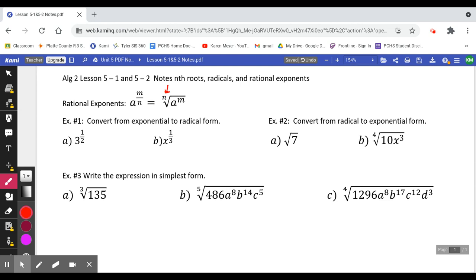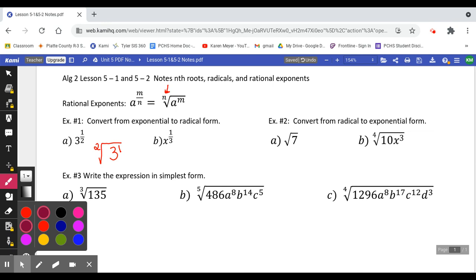So let's look at example number 1. It says convert it from exponential to a radical form, which just means have a root. Okay, so 3 is my base, that's the big number, and then my exponent is 1/2. I know it's typed a little weird, but that 1/2 is supposed to be an exponent. So when you make your root, remember the denominator becomes the index number, so that goes on the outside of the root. The numerator stays inside with the base. So it should be the square root of 3 to the first power.